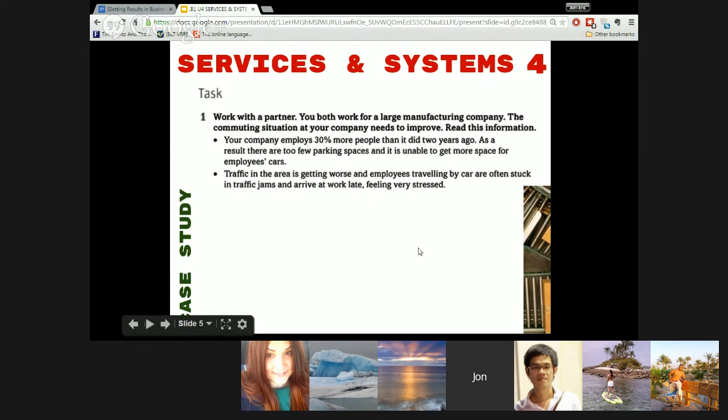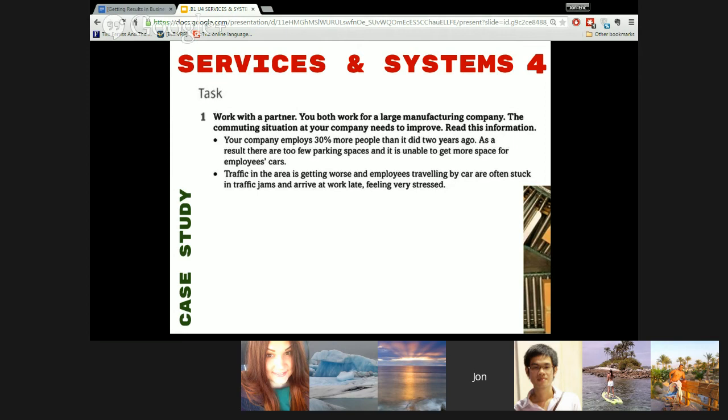Here goes. It says work with a partner. In this class we are the partners. So we, not you both, we work for a large manufacturing company. The commuting situation at our company needs to improve. Read this information. Anna Carolina, could you read the first point for us, please?